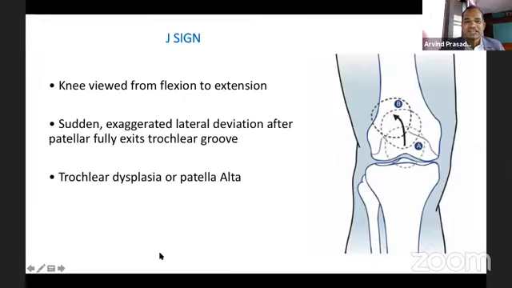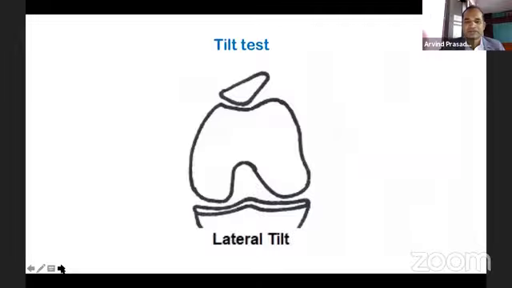Then the J sign. This test should be done when the knee is flexed around 90 degrees, and then extend the knee from flexion to extension. Then in the terminal part of extension, there is a sudden movement of the patella to the lateral side. This is mostly because of either trochlear dysplasia or patella alta.